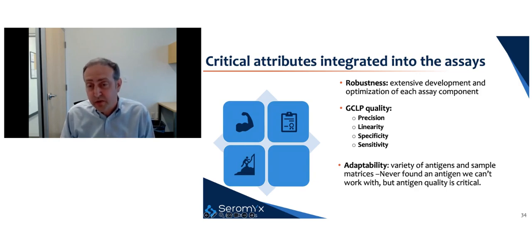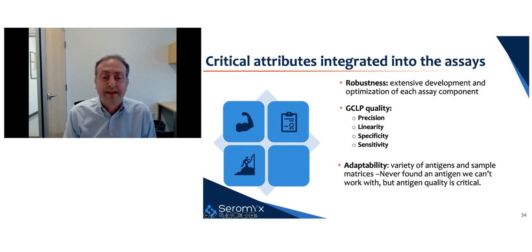Our assays are adaptable. They've been adapted to a variety of antigen formats. So far, we didn't find an antigen we can't work with. Although our experience has shown that antigen could be a major source of assay variability. So identifying a high quality antigen is needed for high quality assay data.